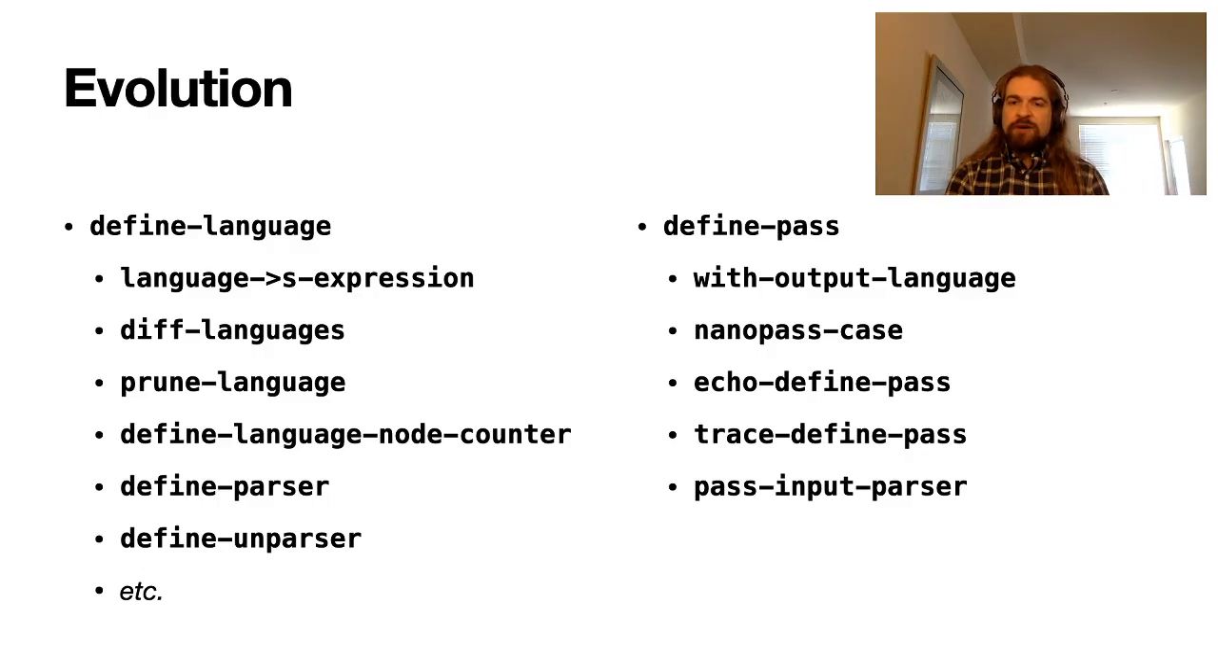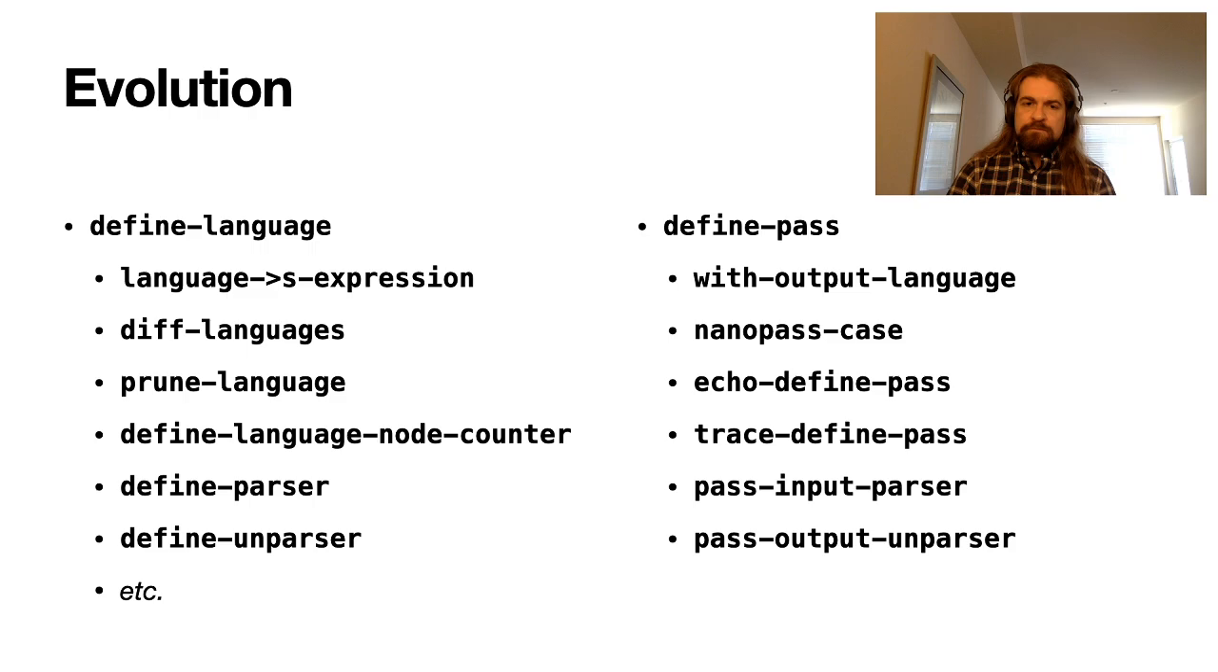So pass input parser, it turns out it's useful if you're writing little course compiler-style compilers. You'd like to be able to start that compiler maybe in the middle as a way of doing some debugging. Pass input parser gives you an easy way to look up what the input language parser is for a given pass. And similarly, pass output unparser gives you a way of looking up what the unparser is so that you can get an S-expression back out of the pass pretty easily.